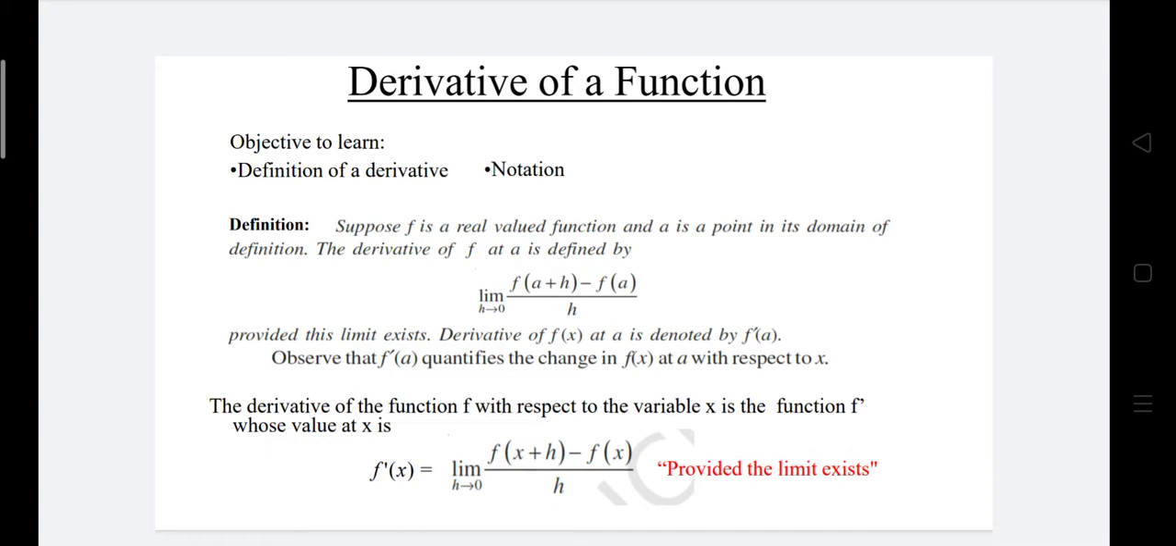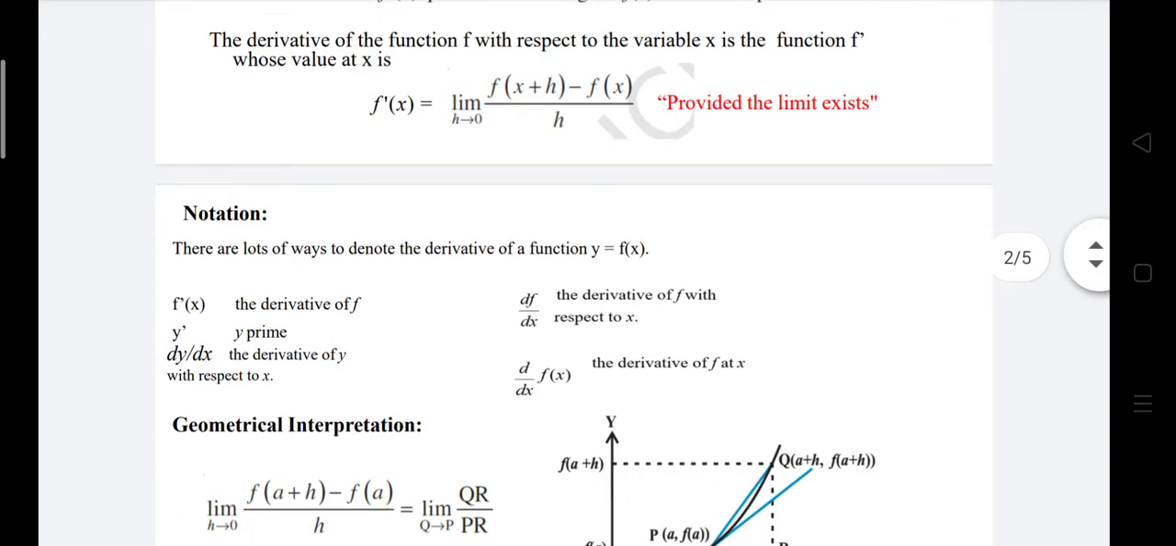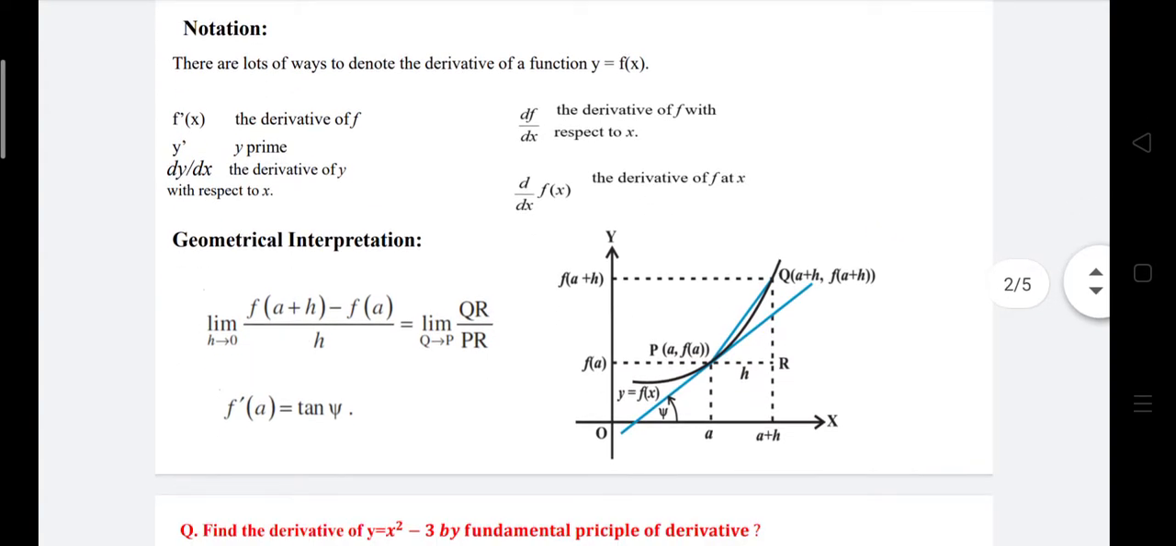But here the main key factor is that the limit should exist. Why? Because if the limit does not exist, we cannot define a derivative. That part we will discuss in the future. Then let's go to the several notations. In the notation part, we have several notations of derivative. We can write the derivative as f dash x.